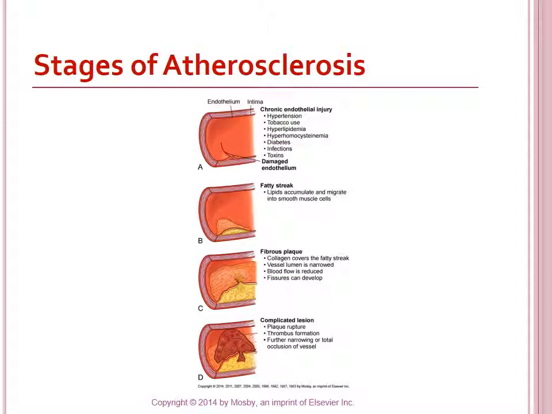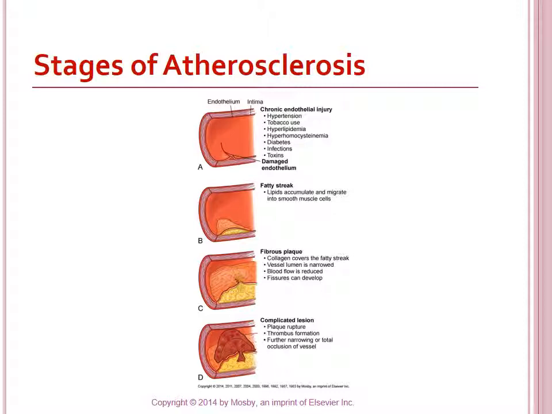Collagen covers the fatty streak and then forms a fibrous plaque with a grayish or whitish appearance. These plaques can form on one portion of the artery or in a circular fashion involving the entire lumen. The result is a narrowing of the vessel lumen and a reduction in blood flow to the distal tissues.